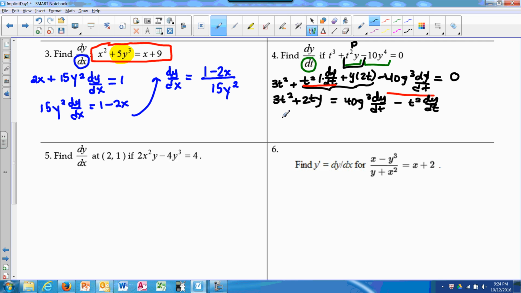Now, from there, I'm going to factor out on the right-hand side the dy dt term. That leaves me with 40y cubed minus t squared as my product term. So the left-hand side this time, divided by the product term from the right-hand side, is equal to my dy dt.